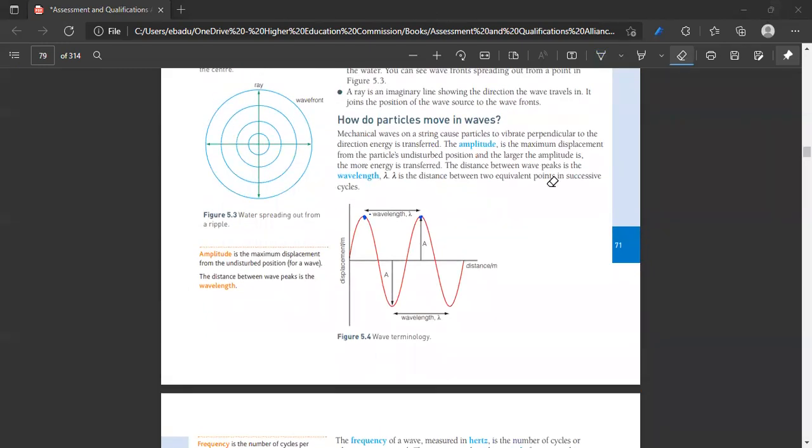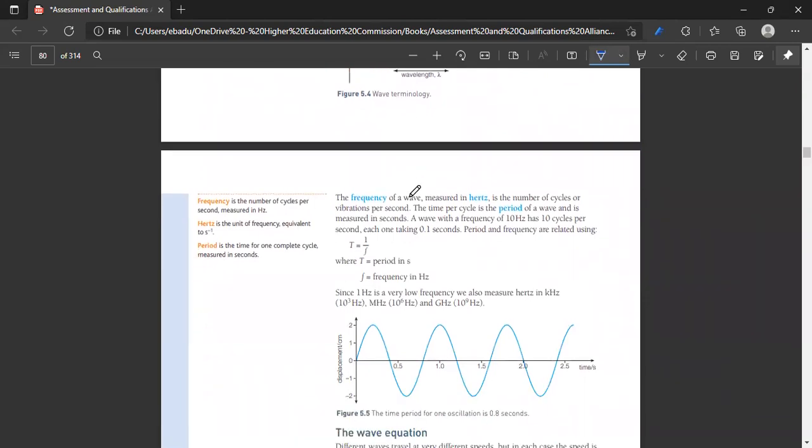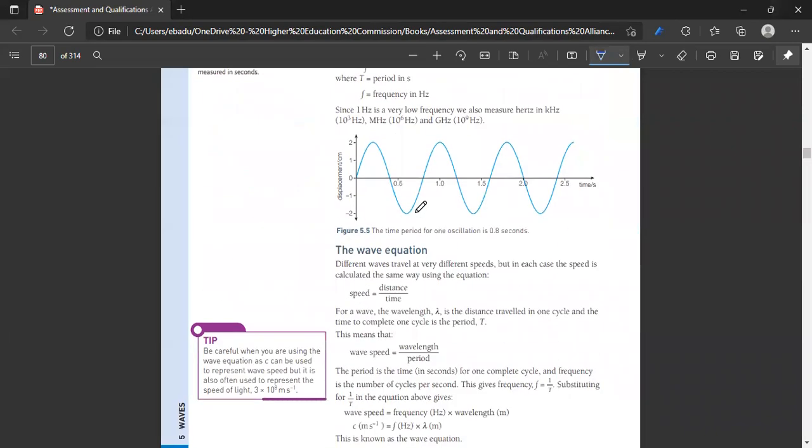Okay, so this is the wavelength, and the amplitude is basically the height of this peak. The maximum height of this peak is defined as amplitude. I'm sure you know this as well. Okay, and you know about frequency and the period of a wave. Yes. T equals 1 over f.